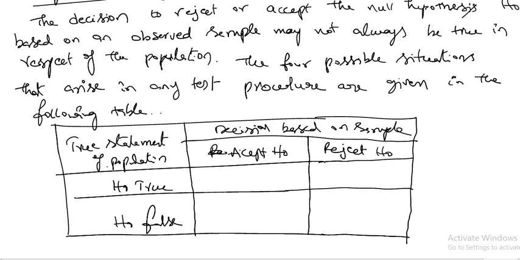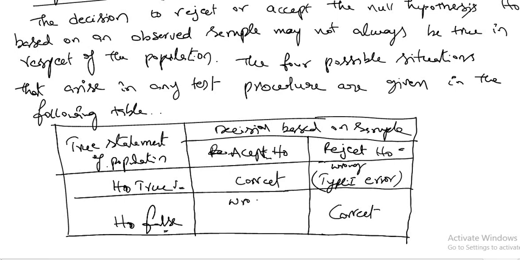See, the population statement H naught is true and the decision is also accepted, H naught accepted. So your decision is a correct decision. Here H naught is false and you rejected H naught. Yes, your decision is correct. Whereas when H naught is true but you rejected, that is wrong, and that is denoted by type 1 error. This is false but you accepted. This is also a wrong decision and that is type 2 error.